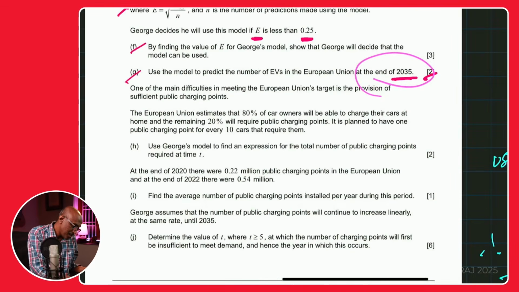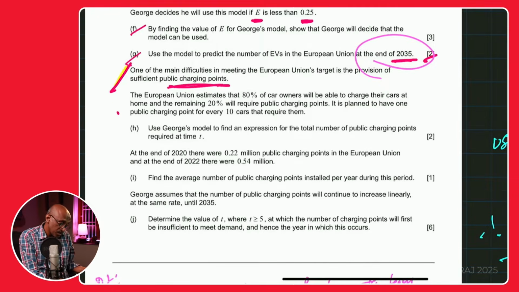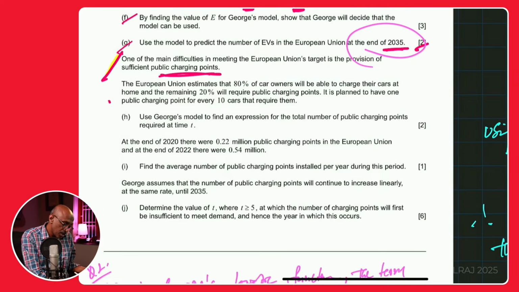One of the main difficulties in meeting the European Union's target is the provision of sufficient public charging points. The European Union estimates that 80% of car owners will be able to charge their cars at home, and the remaining 20% will require public charging points. This is their estimation, by the way. It is planned to have one public charging point for every 10 cars that require them. Now, this is important. Understand what's happening.